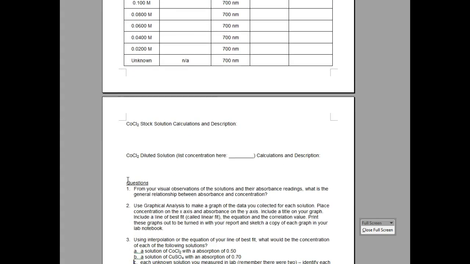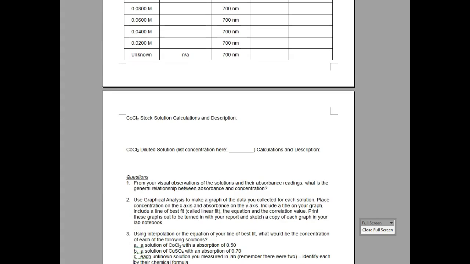So right there, you need to make sure under your data tables that you have the calculations for the stock solution of cobalt 2 chloride. You describe how you prepared it, include your lab equipment. Same thing for the dilution that you just choose to describe to me. You get to pick the concentration. It doesn't matter to me which of the 4 you use. Again, show me calculations and then describe with lab equipment how you prepared that dilution.